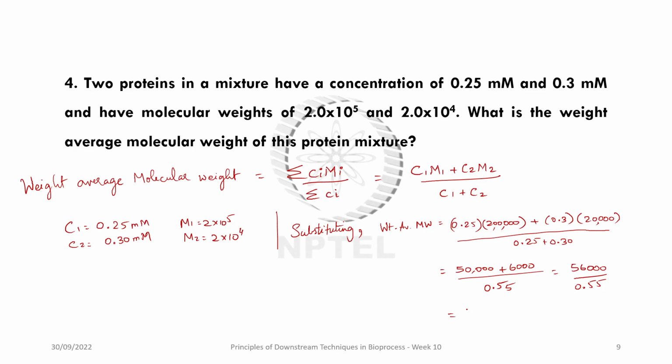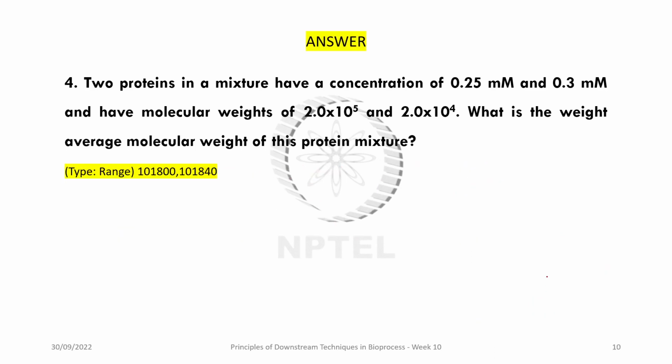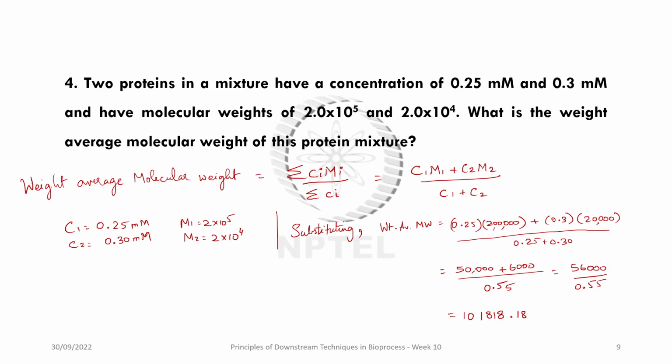Let's see. 56,000 divided by 0.55 is 101,818.18. Urja has gotten 96,909. Let's see what the answer says. Okay, it's between 101,800 and 101,840. Urja, just check if you have gotten all the decimals right, or any denominator errors, numerator errors.